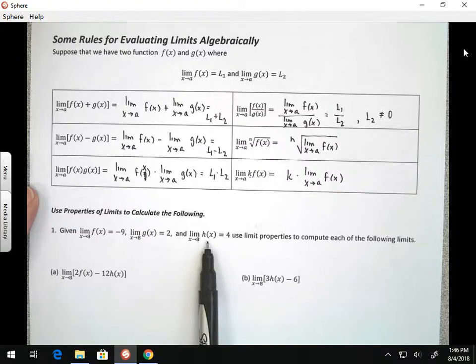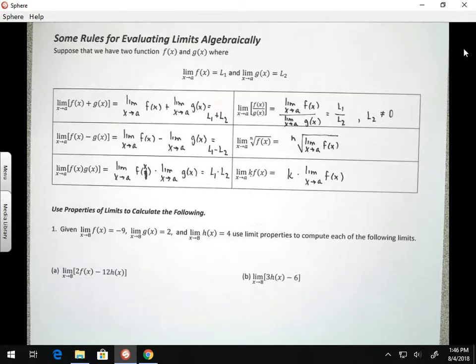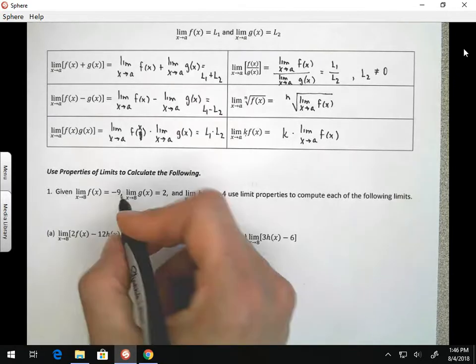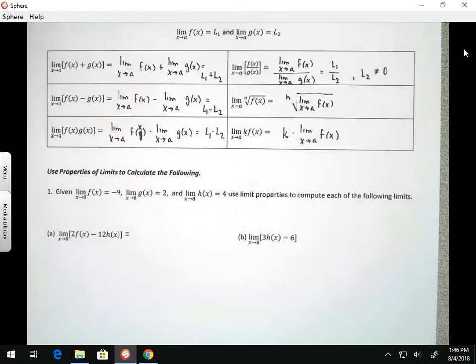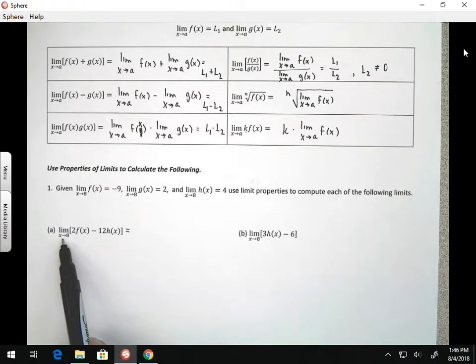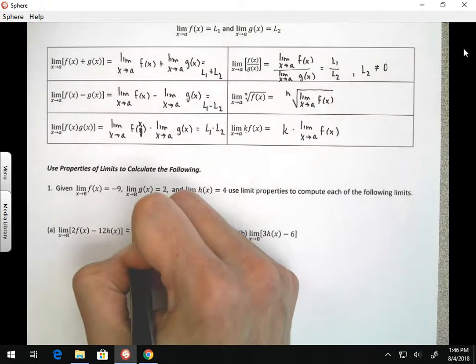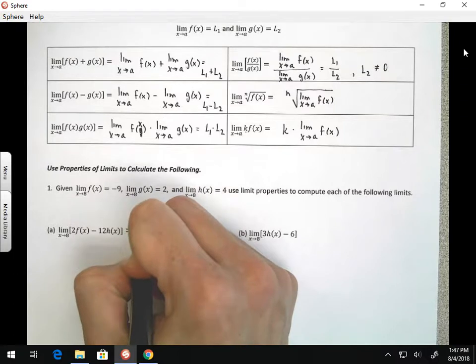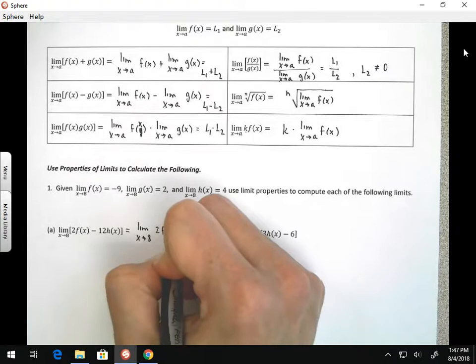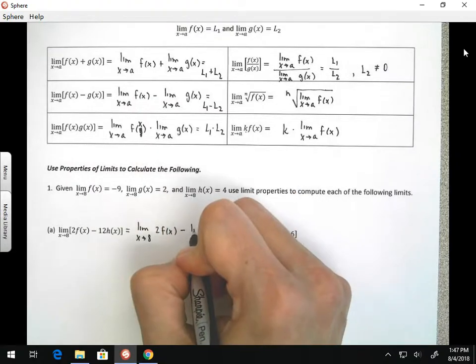So we're going to use the properties to compute each of the limits. Now, I'm going to show more work than you would likely need to, but I just want to illustrate how we would use these properties. So, first thing I notice is I have the limit of a difference, which we said is the same as the difference of the limits. So we could do the limit as x approaches 8 of 2 times f of x minus the limit as x approaches 8 of 12 times h of x.